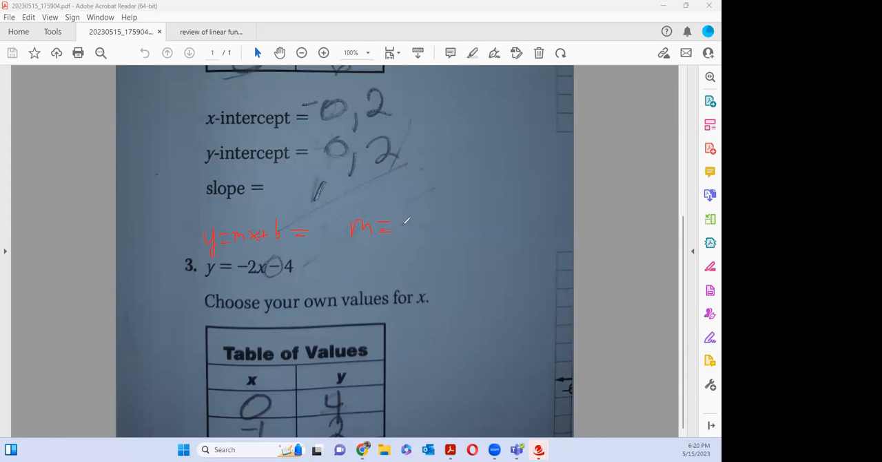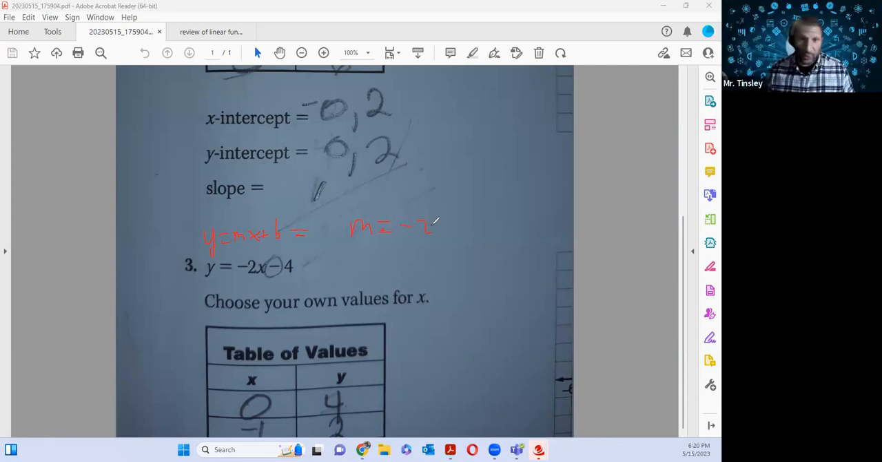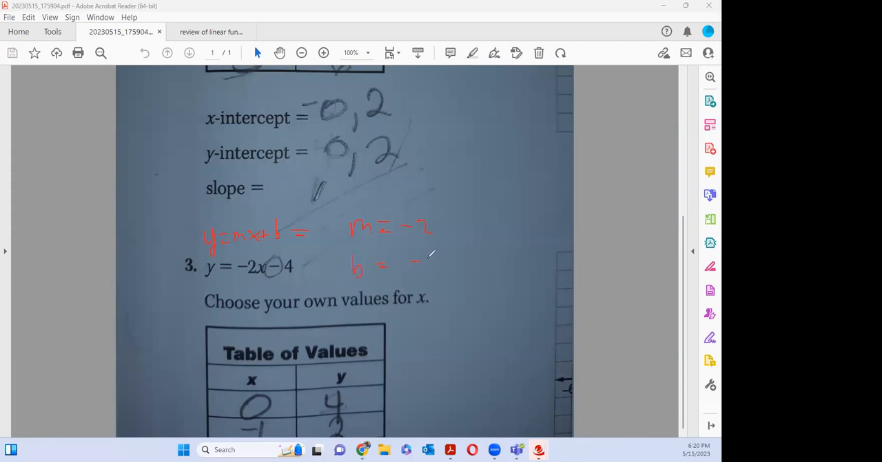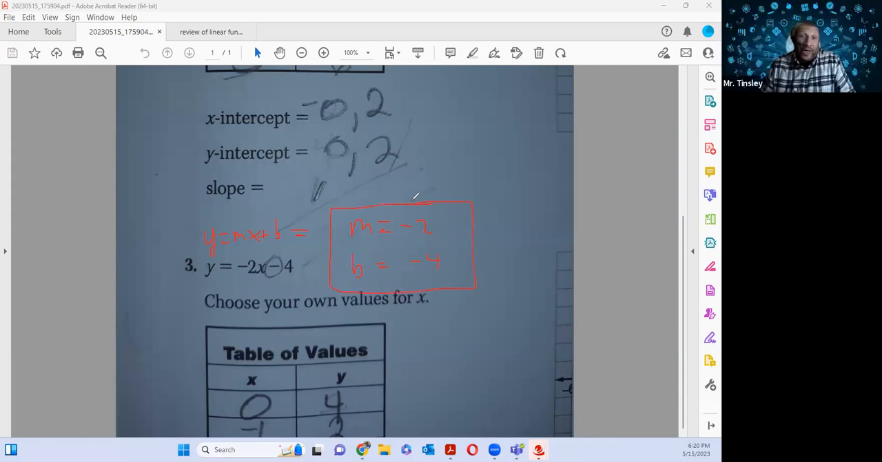Sorry. Listen, I don't have to do all that table stuff. I already told you the shortcut way to find the slope and the y-intercept. What's my y-intercept? -4. You already got it. You don't even need to do your table values. You know your slope and y-intercept.